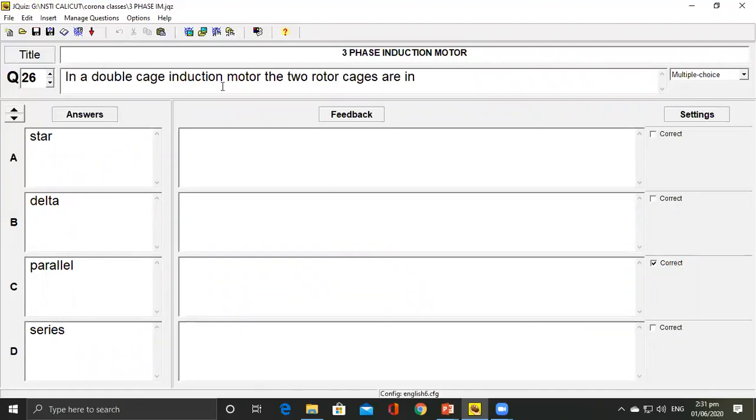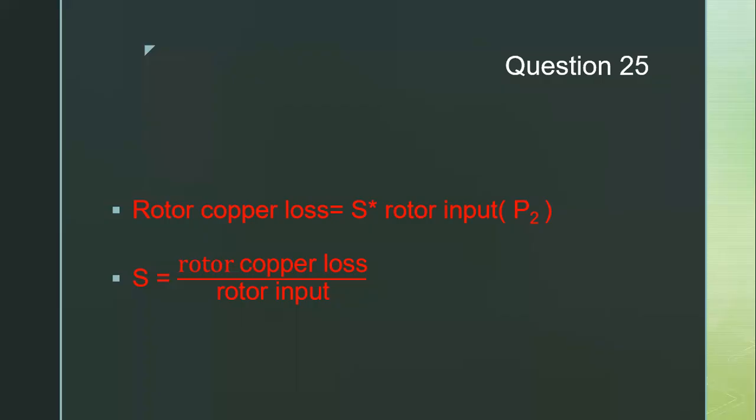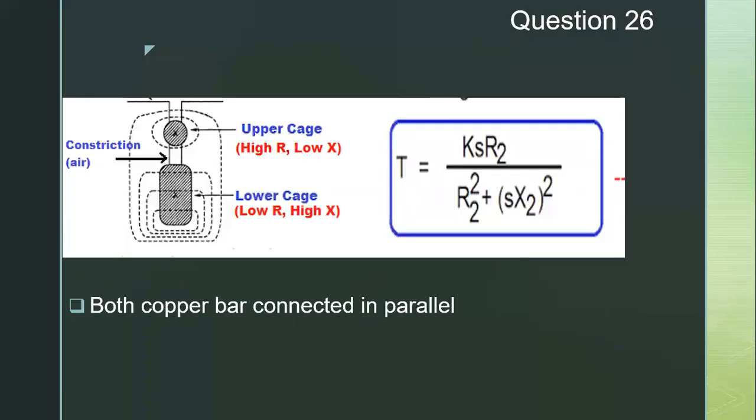In a double cage induction motor, the two rotor cages are in: option A, star connection; option B, delta connection; option C, parallel connection; option D, series connection. What is a double cage induction motor? We already discussed it. It is a type of squirrel cage induction motor. We use it when you need a high starting torque.